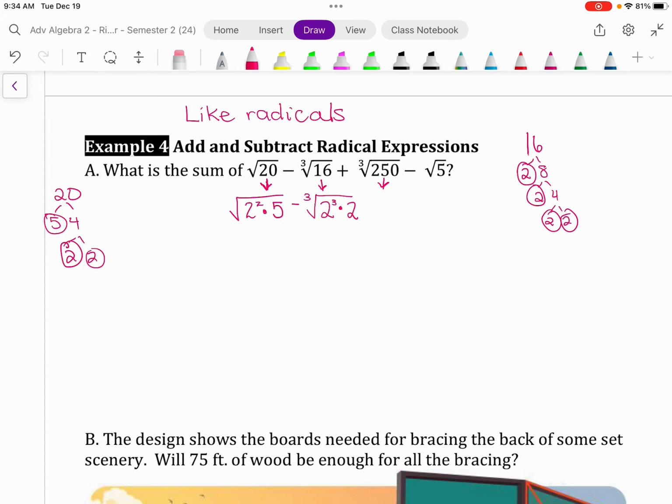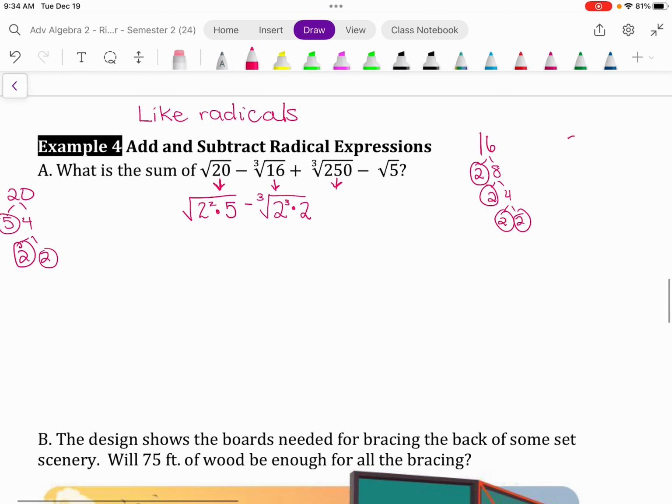For 250, it ends in a 0, so I know that's 10 times 25, and I know 25 is 5 times 5. And I know 10 is 5 times 2. So I have 5 to the 3rd times 2. There's a plus sign there that I need to bring down. And then 5 is just 5 times 1, so it's already simplified.